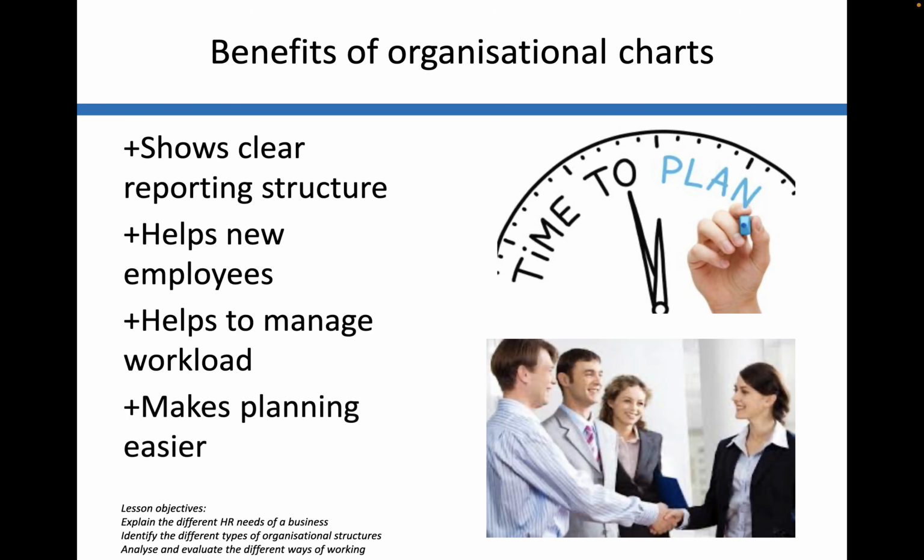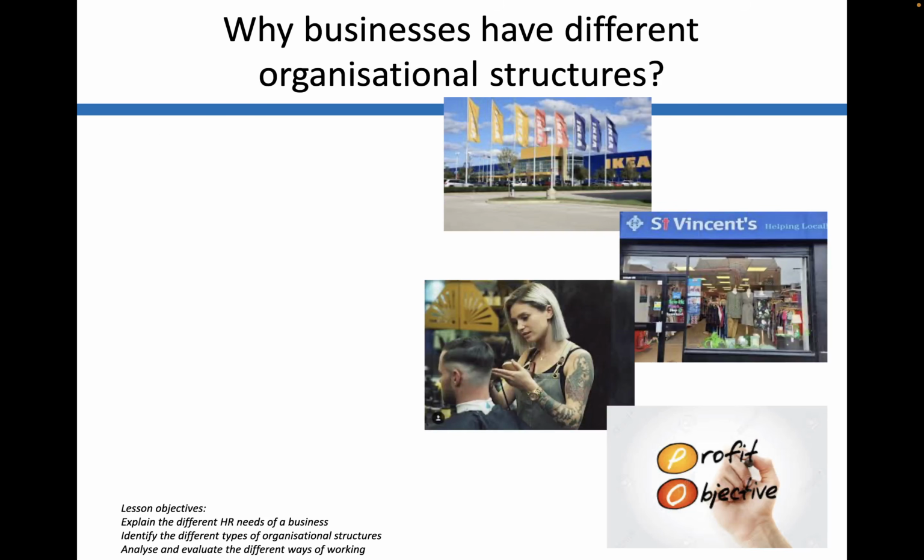So what are the benefits of having an organisational chart for a business? It shows a clear reporting structure, who you've got to report to. It helps new employees know who their manager is, who their subordinates are. It helps to manage workload because everyone knows what they're doing, and it should make planning a lot easier.